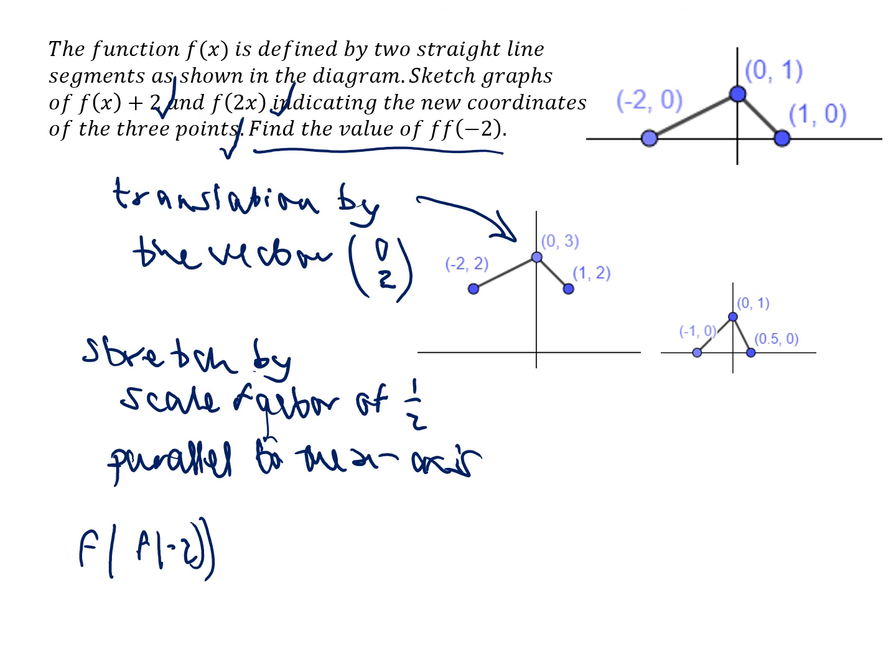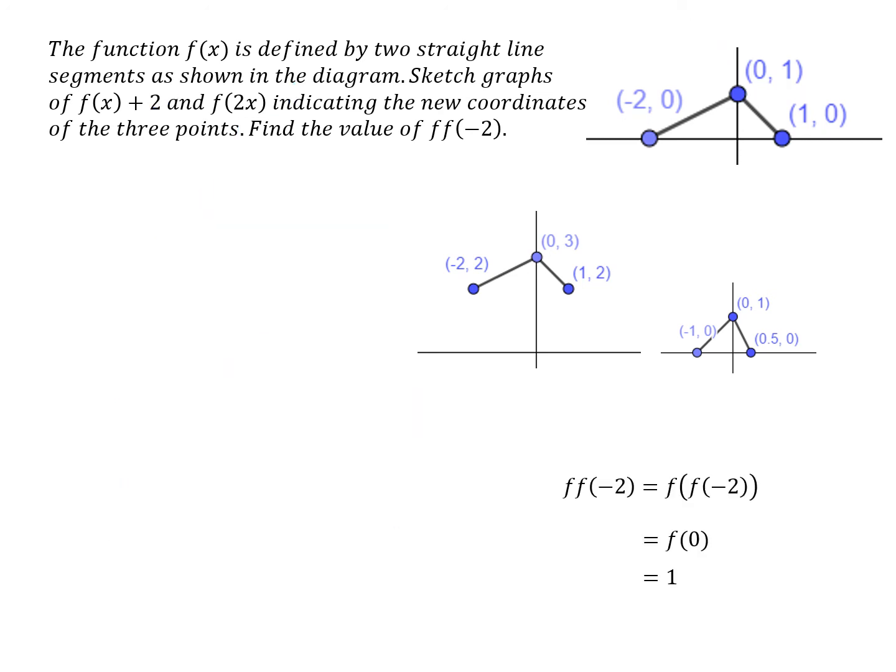Well, let's look at this graph. This is the graph up here of f of x. What is f of minus 2? Well, it's the value of y when x is minus 2. So f of minus 2 is 0. So f of f of minus 2 is f of 0. So going back up to the graph up here, what is f of 0? That's the value of y when x is 0. So that's 1. So there's confirmation of the final answer. Hopefully you got the same answer as that. If you did, well done. And we'll move on to the next question.